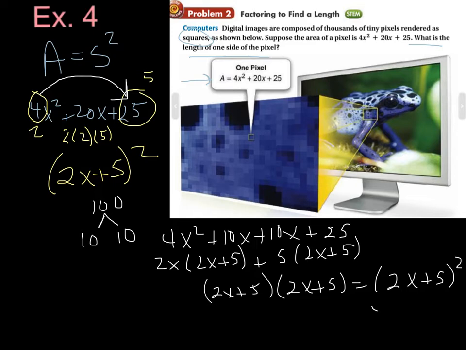So you can see that if I recognize the pattern, I can get to the answer fairly quickly. If I don't, I just go about my normal factoring routine and I still get to the same solution. So I don't have to know the patterns. Again, they're just shortcuts.